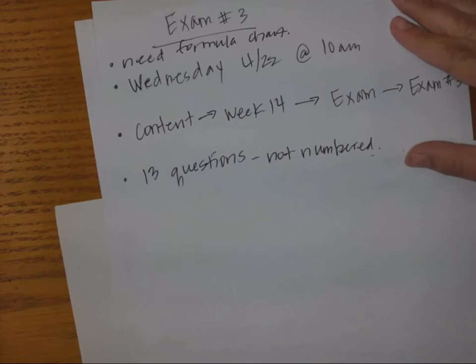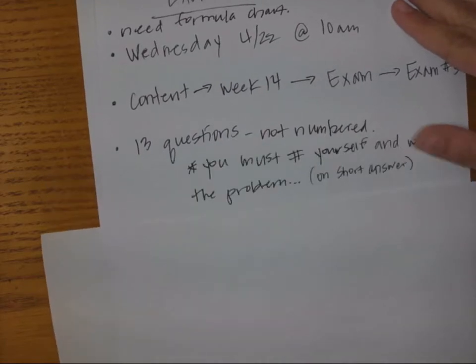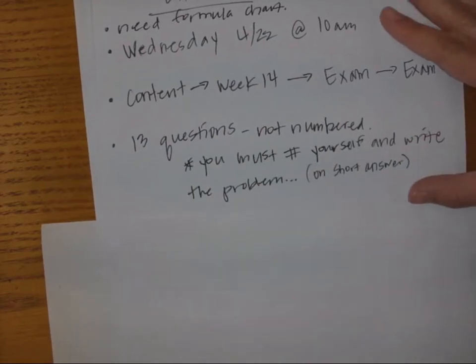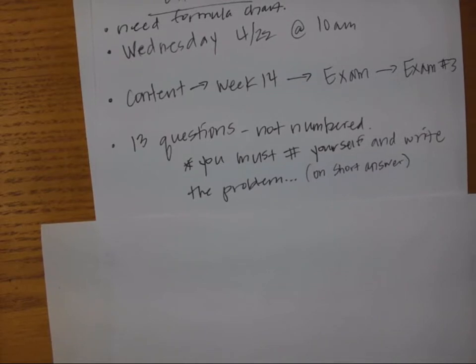Okay, so there are 13 questions on this exam, and they are not numbered. The reason why they are not numbered is because they are shuffled for everybody. So your question number 1 might be the person sitting next to you in class. It might be their question number 8. So that's the reason why the questions aren't numbered.